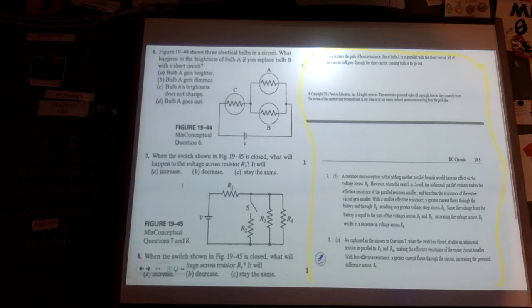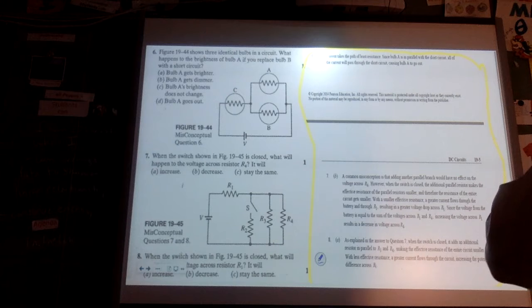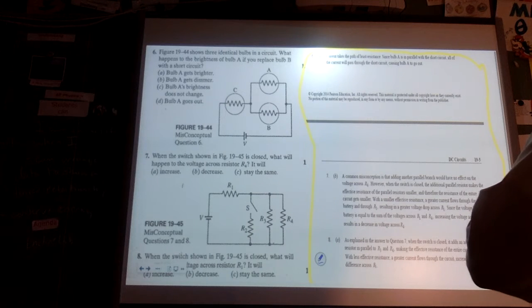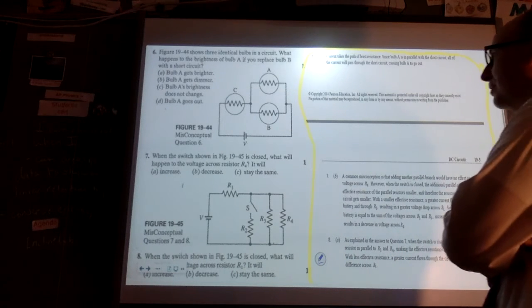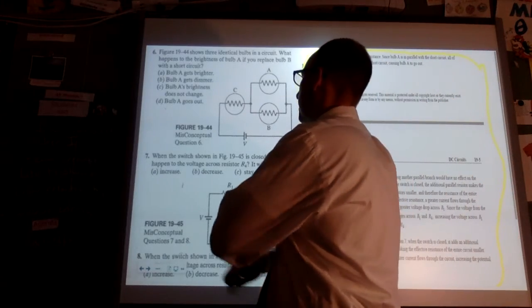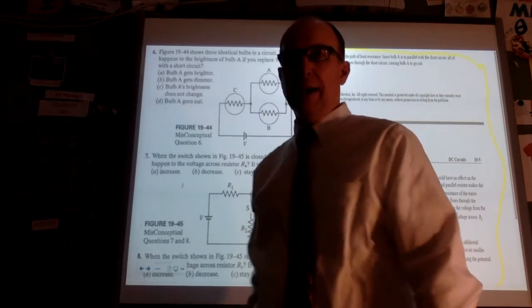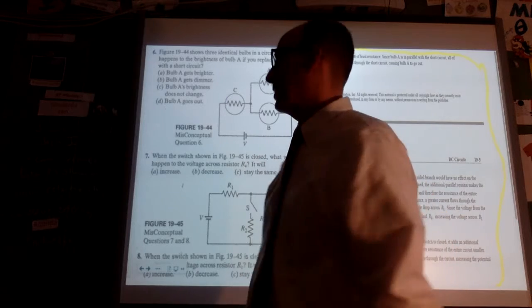Figure 1944 shows three identical bulbs in a circuit. What happens to the brightness of bulb A if you replace bulb B with a short circuit? It's actually going to get dimmer, because by taking this out, you actually increased the overall resistance.